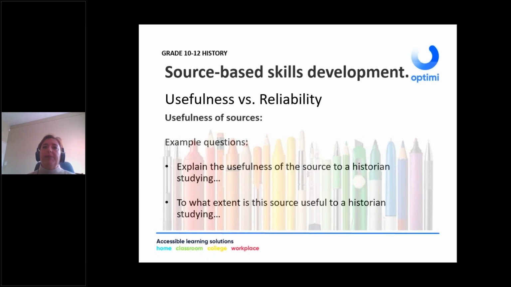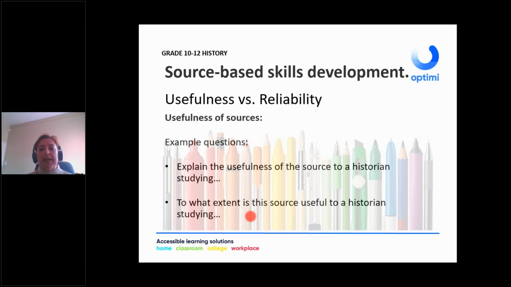Okay. Now, typical questions that you might get in a question paper. The first one there says, explain the usefulness of the source to a historian studying the following, whatever the topic is. Okay. So verduidelik die bruikbaarheid van die bron vir 'n geskiedkundige wat die volgende bestudeer, wat ook al die onderwerp is. So we can ask you a simple question like explain the usefulness. Why is the source useful?